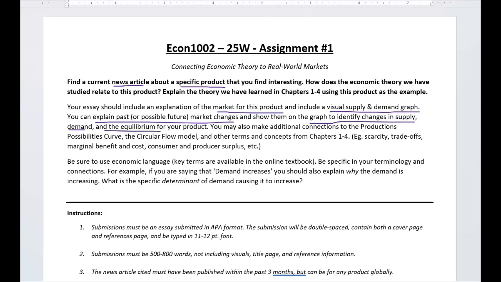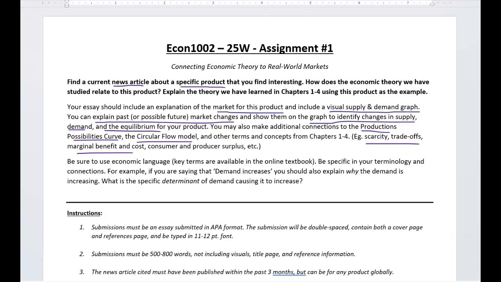You are also free to make additional connections. Anything from chapters 1 to 4 you can discuss. So if you want to explain the PPC, or the production possibilities curve, if you want to do some explanation of the circular flow model, that's completely fine, just using that product as an example of it. And even concepts like scarcity, trade-offs, marginal benefit and cost, and so on, is all good. Just think of it as a written explanation of the economic theory, and once again, taking a specific real world product and using that as the example to explain that theory.